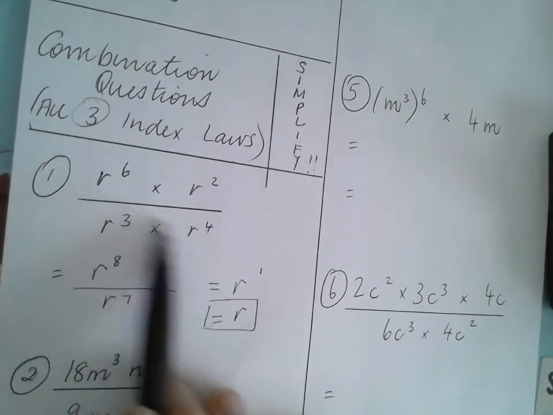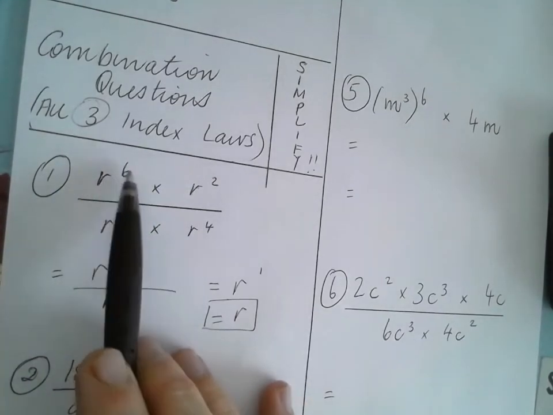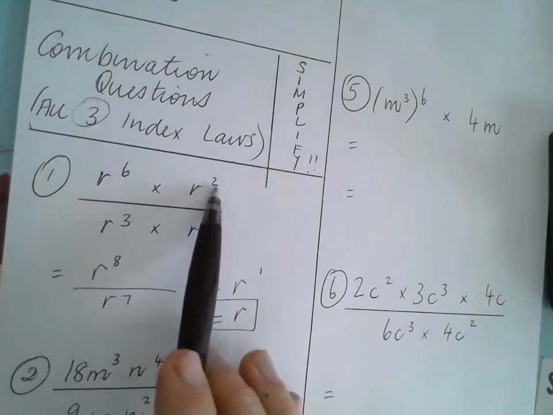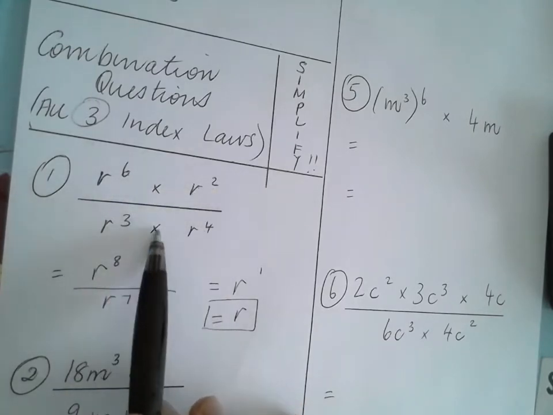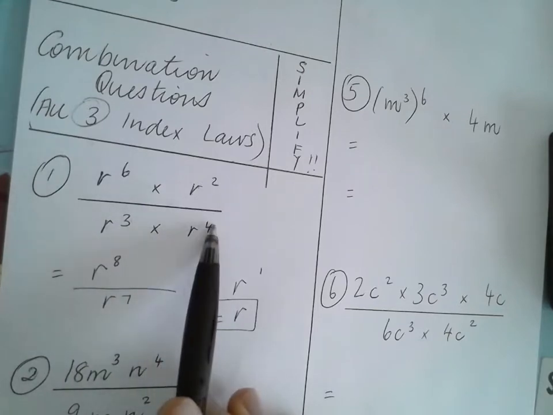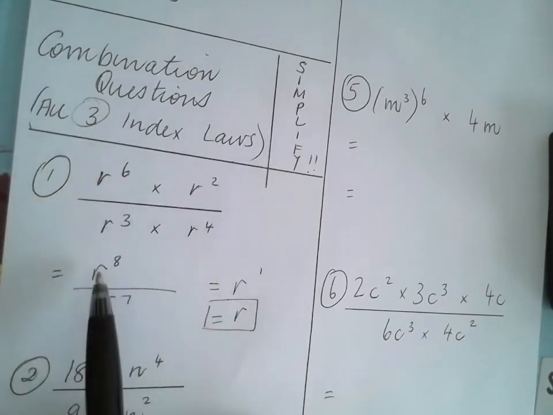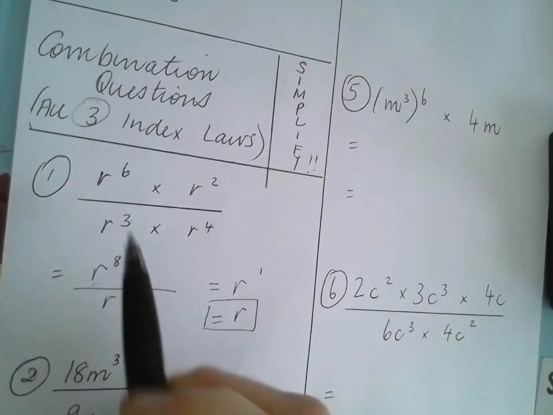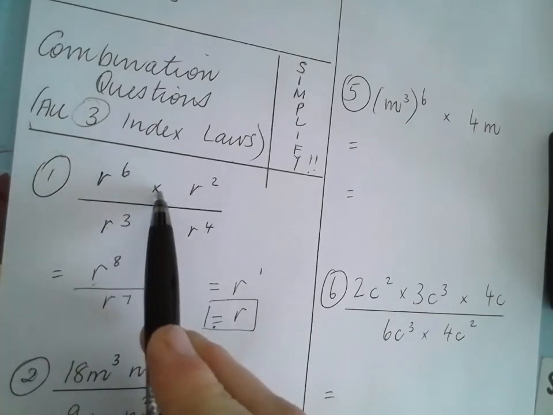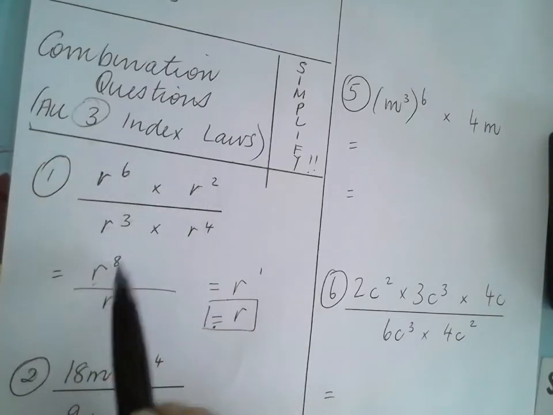This top question's already been done for us. I have a numerator, r to the power of 6, multiplied by r to the power of 2, divided by r to the power of 3, multiplied by r to the power of 4. So let's work through the numerator first. Remember, we keep the base. The base is r. So I've written the base here. And when we multiply, the rule is to keep the base, which is r, and add the powers. This is how we get r to the power of 8, because 6 plus 2 equals 8.